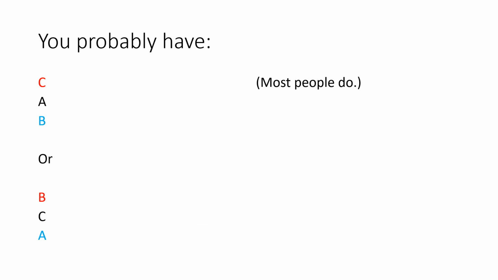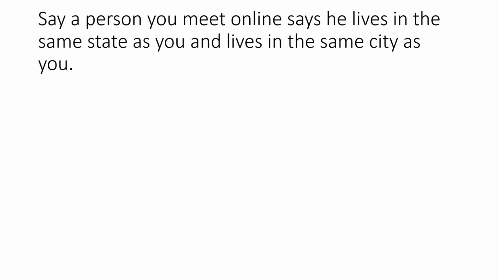You probably have something like this: C first, then A, then B, or maybe B first, and then C, and then A. Probably you have C above A, unless you made a fortunate error. Most people do. Now think about this.